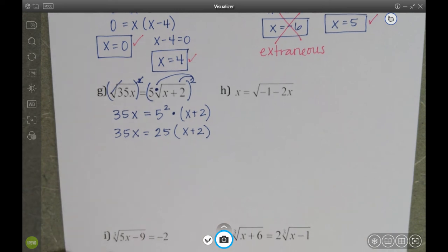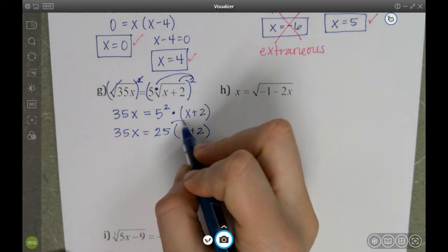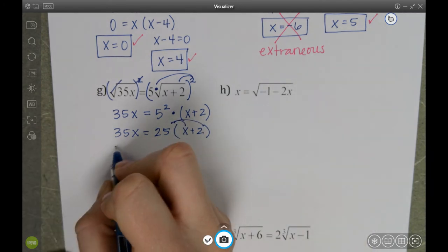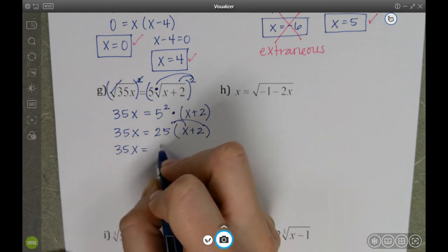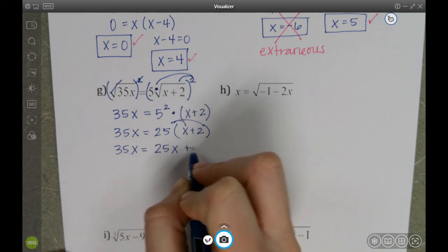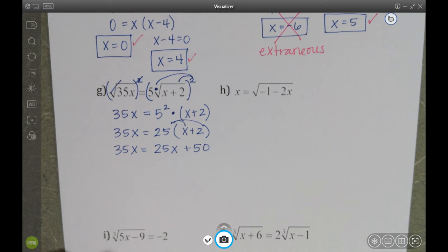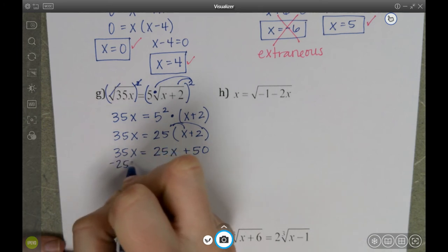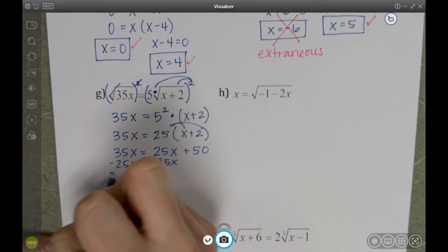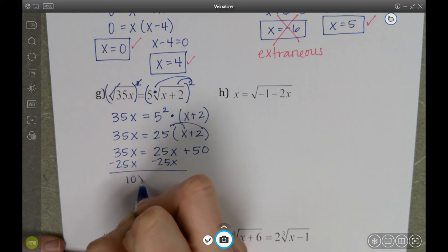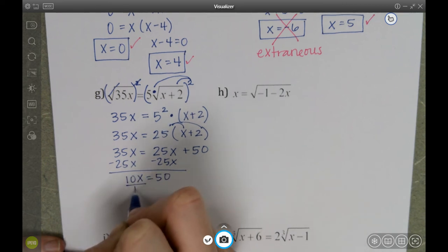What do you do when you have a number in front of parentheses like that? Distribution. So 35x equals 25x plus 50. Now what? Subtract 25x from both sides. 10x equals 50. So what does x equal?